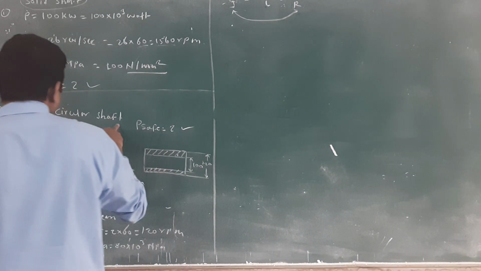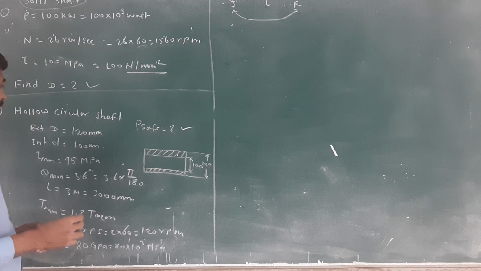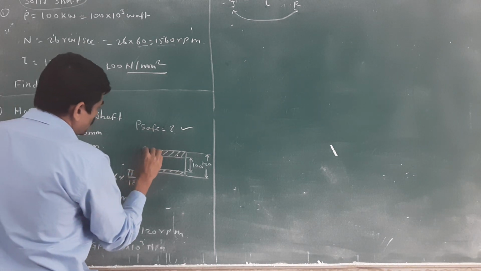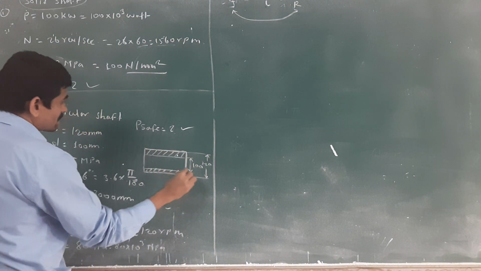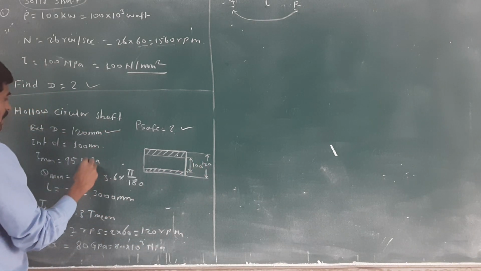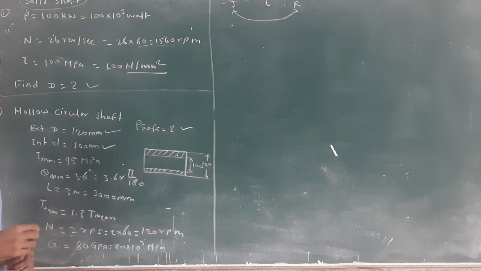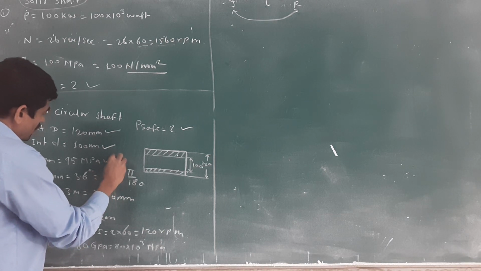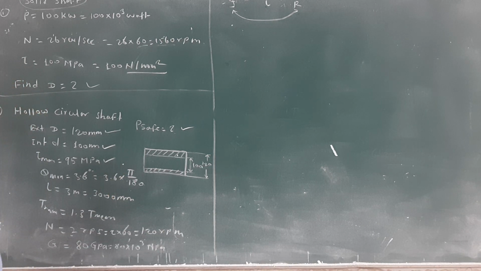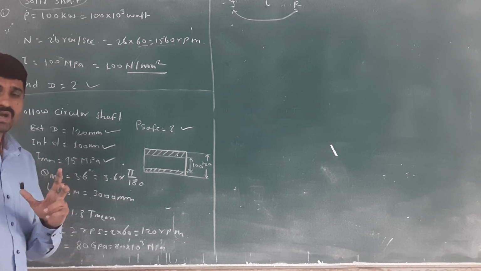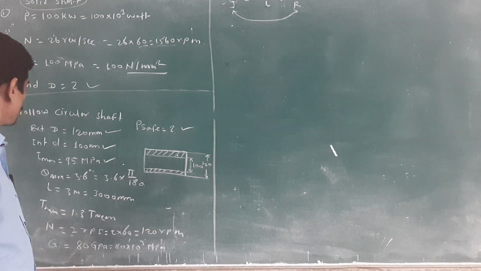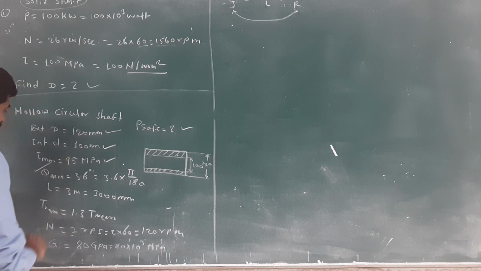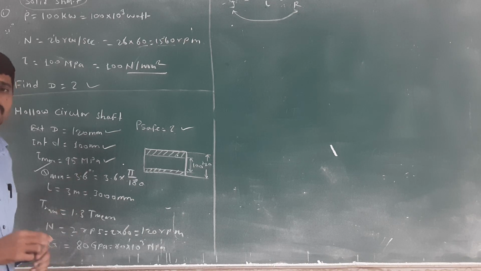Then the second one. In the second numerical, a hollow circular shaft is given, having the external diameter of 120 mm and internal diameter given as 100 mm. Then the maximum shear stress induced is given as 95 MPa or Newton per mm square, and maximum twist, which means theta max value, is given as 3.6 degree.